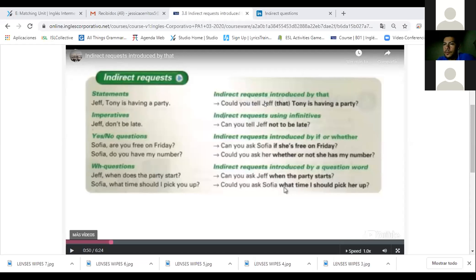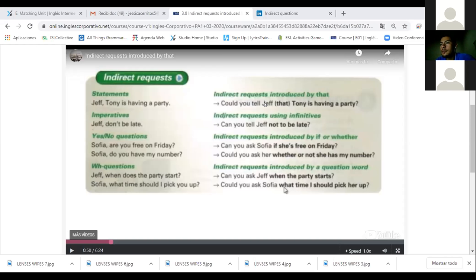Do I use, could you tell he or could you tell him? What would I use? Could you tell him Tony is having a party? What if I have Lizzie? Could you tell she or could you tell her? Her? Yeah, her. All right.